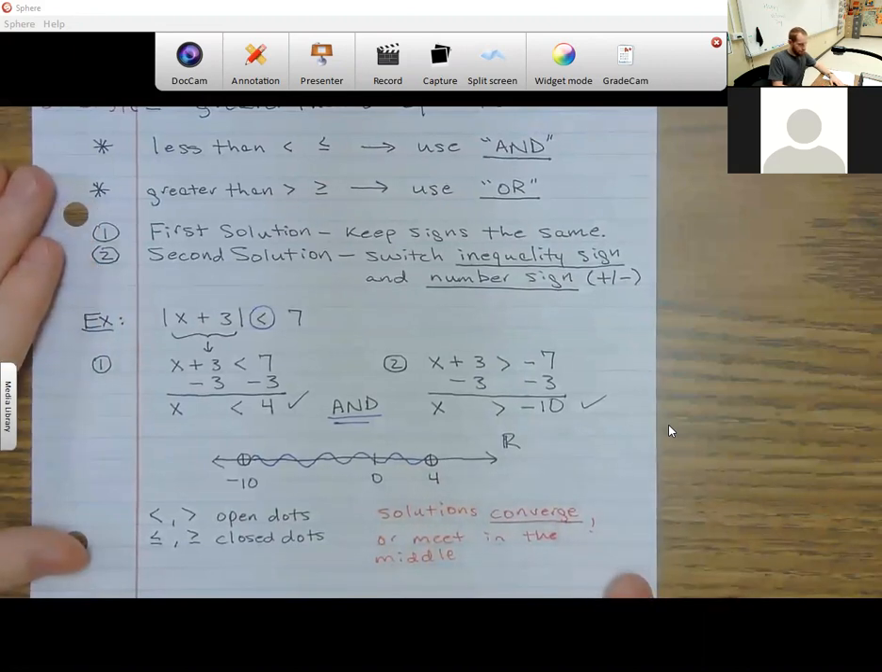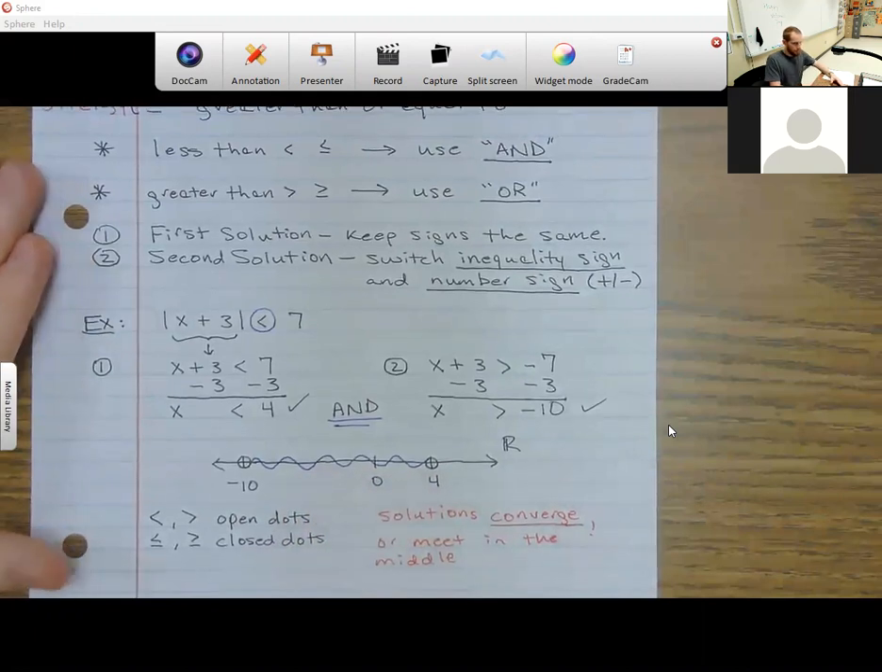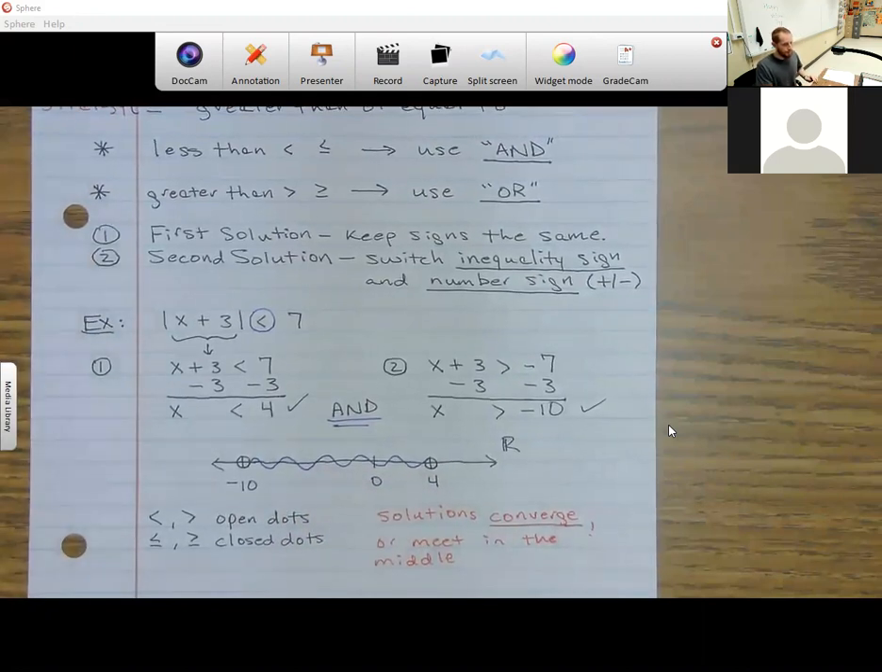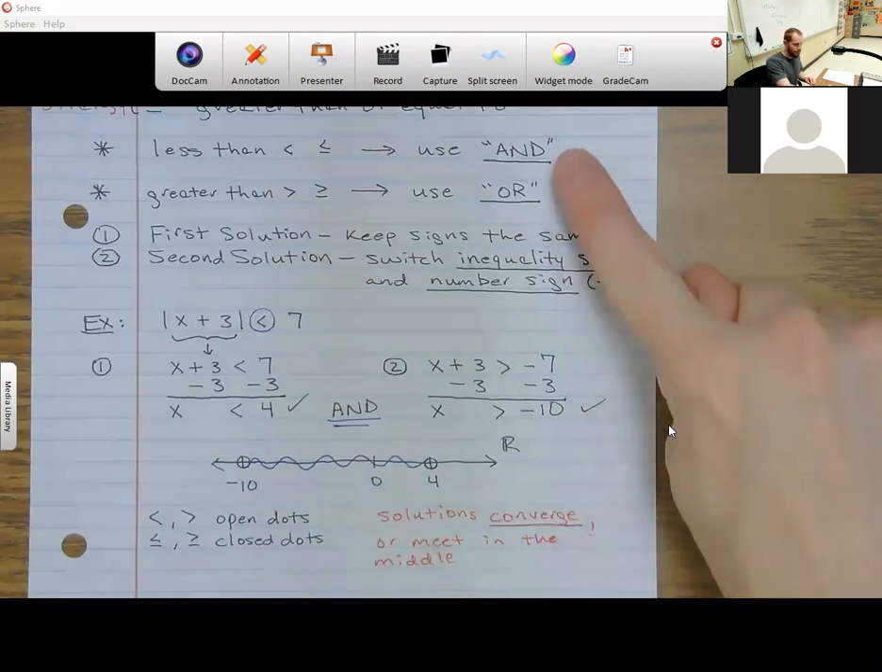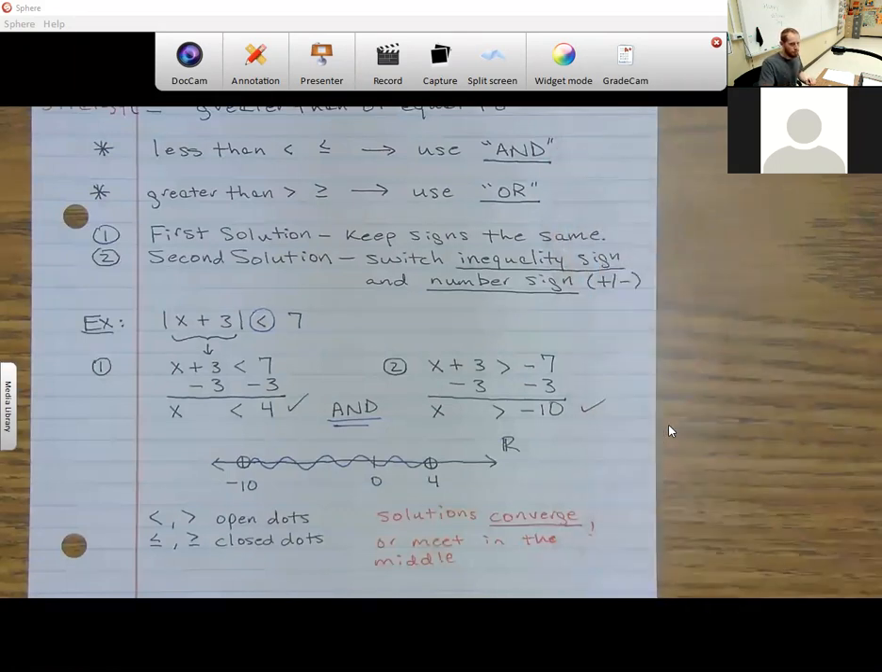So that's what the solutions are doing. They're meeting in the middle. And for the next example that we do, you'll see what happens when they diverge, or they go in opposite directions, basically. But this is always true for the and symbol. For the or symbol, you'll have to wait and see for the next example.